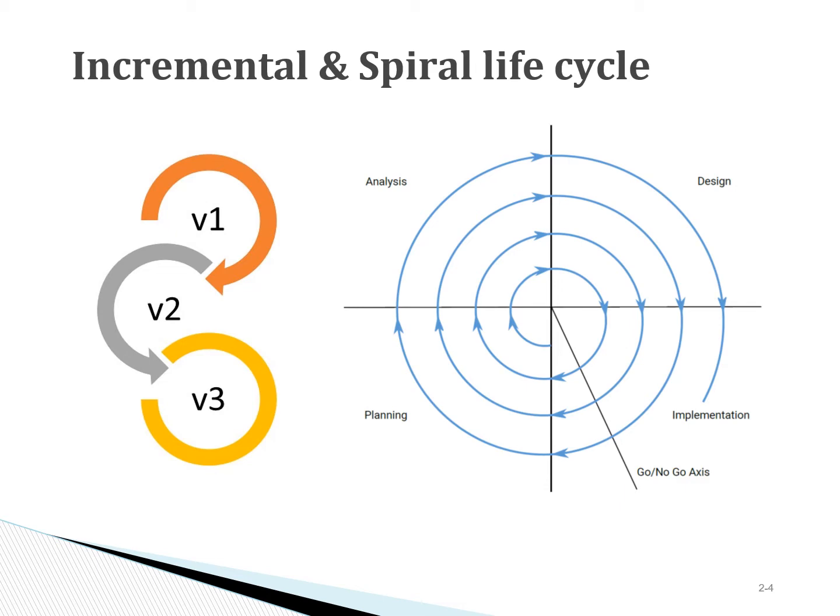Similar to this is a spiral life cycle, which we start with the planning for each module or each version, and we go through the analysis, design, and implementation. And as you can see here, we also have a go, no-go decision to be made: the version that we have worked on, is it ready to be released, or does it need to be worked on? If it is, then we continue, release that, we implement it, and then we work on the next session, next version, or the next increment.